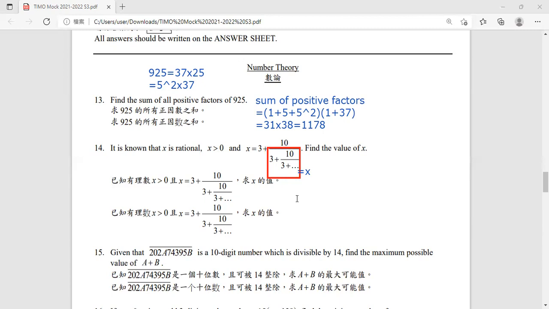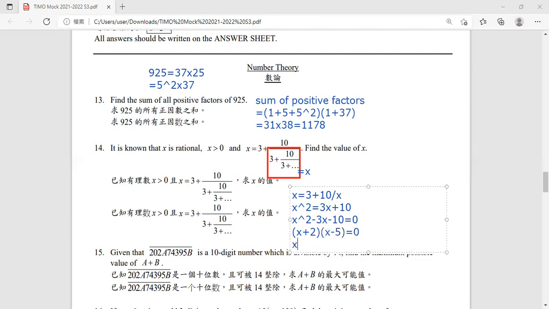Okay, let's continue. Because x is greater than 0, x equals 3 plus 10 over x. Multiply x to both sides, then x squared minus 3x minus 10 is 0. Then x plus 2, x minus 5 equals 0, so x equals 5 or x equals -2. Reject.